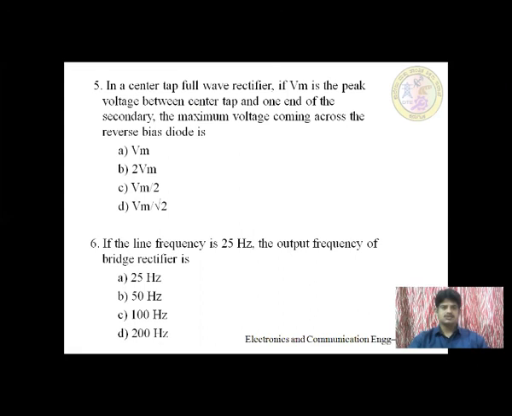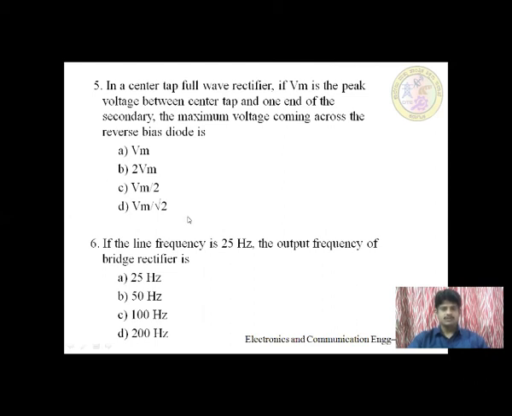Okay. Next question is, in a center tap full wave rectifier, if VM is a peak voltage between the center tap and one end of the secondary, the maximum voltage coming across the reverse bias diode is. It's a center tap full wave rectifier. Across each diode, it will be 2 VM.